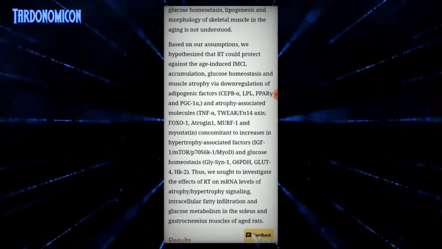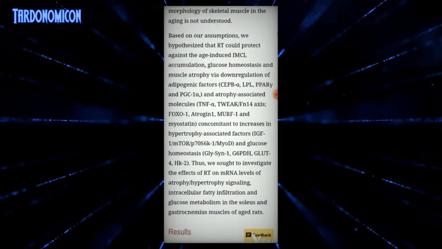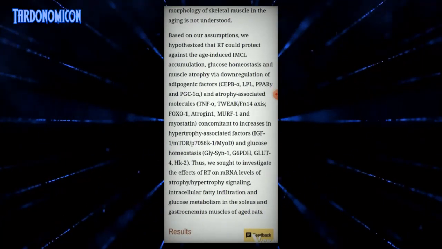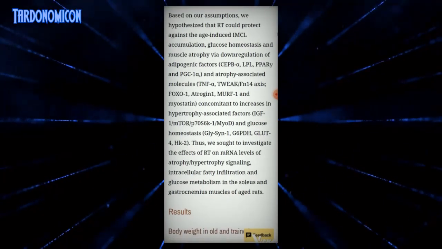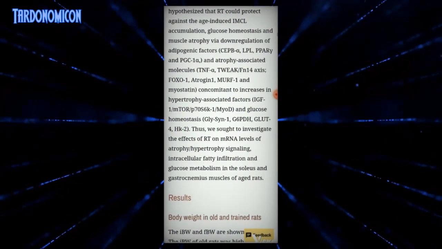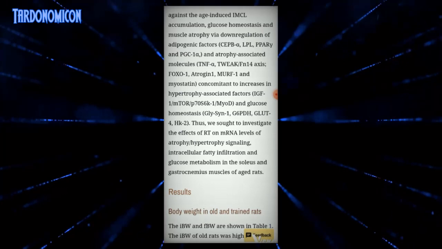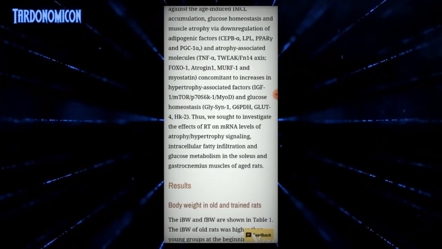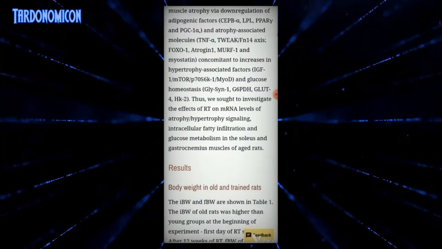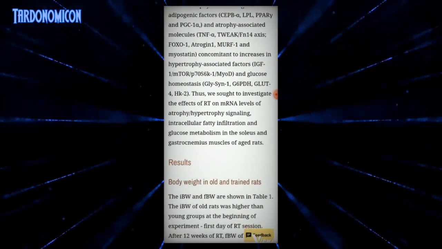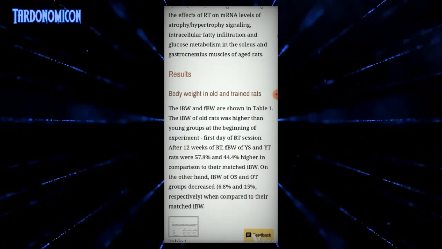Based on our assumptions, we hypothesize that resistance training could protect against the age-induced intramuscular lipid infiltration, lipid accumulation, glucose homeostasis, and muscle atrophy via downregulation of adipogenic factors, meaning adipogenic would mean that which creates fat, and atrophy associated molecules. These are things that create atrophy. They signal for atrophy. Okay, results.